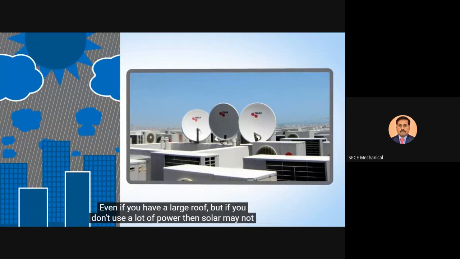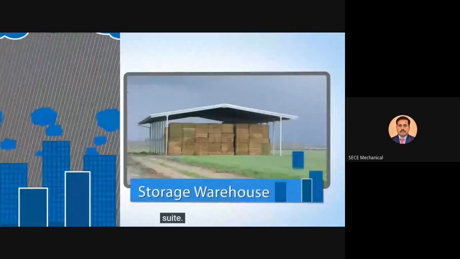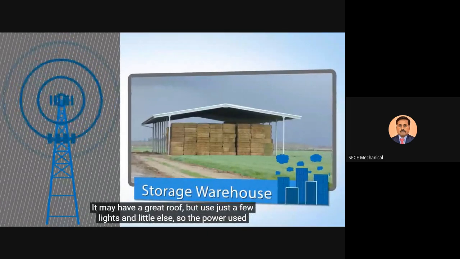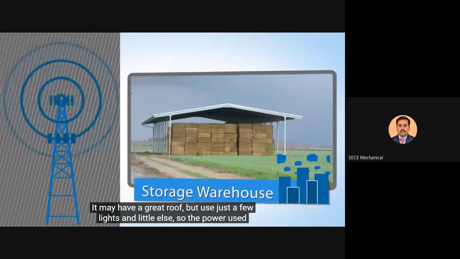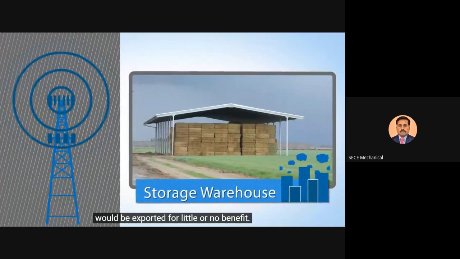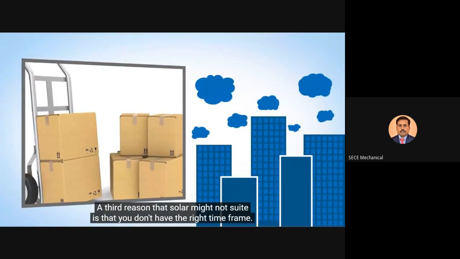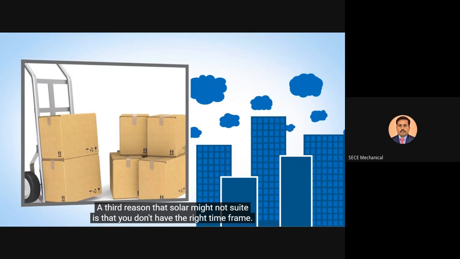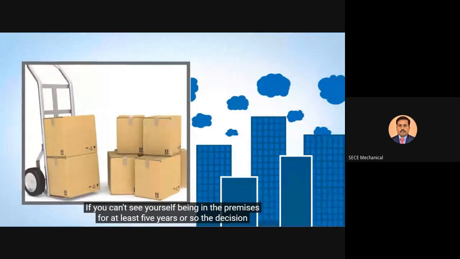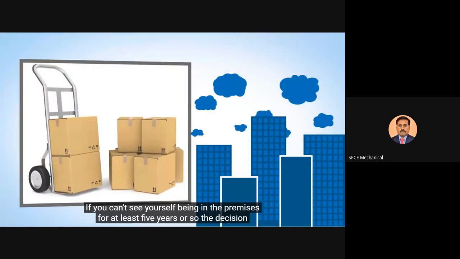Even if you have a large roof, if you don't use a lot of power, then solar may not suit. Take as an example a storage warehouse. It may have a great roof, but use just a few lights and little else, so the power produced would be exported for little or no benefit. A third reason that solar might not suit is that you don't have the right time frame. You might be in a short-term lease or thinking of moving. If you can't see yourself being in the premises for at least 5 years or so, the decision becomes clouded.